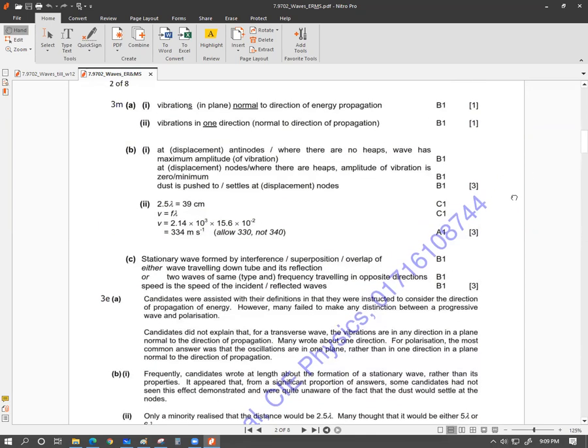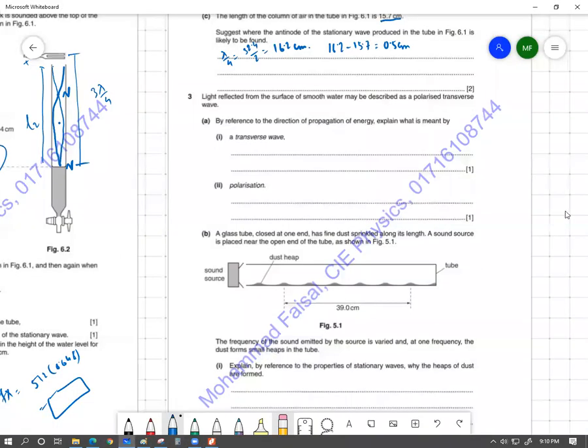You cannot write that for polarization, vibrations are in one plane. Mentioning plane over here would be wrong. You have to write vibrations are in one direction. That's the takeaway from this paragraph. I'll elaborate what this means. It's important for you to understand.